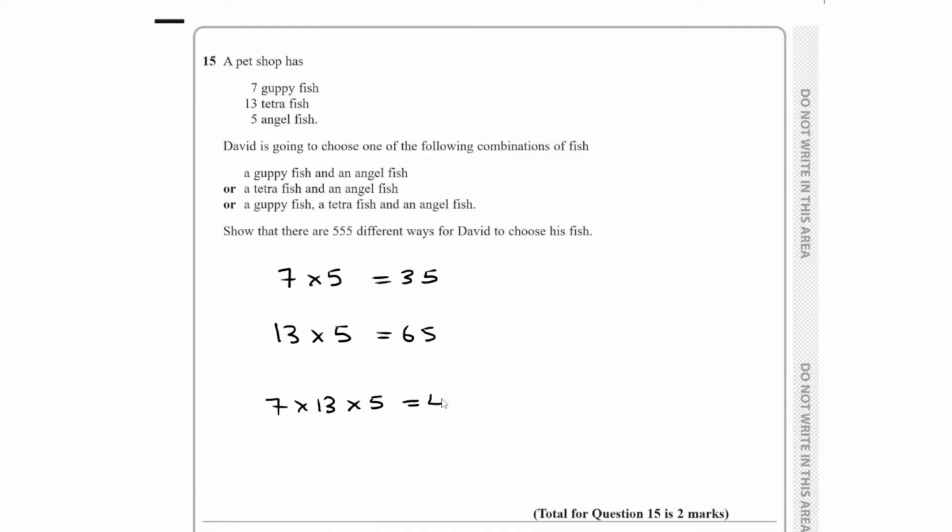455. You can see we are getting somewhere close. And then because it's one of these, I just add them together, and hopefully you can see that that makes 555. So that's basically all I did, just multiply them all separately and then add them up, and then if you've got the same number then you know that you're right. So yeah, that's it for that one. 555, we've got the same as them.